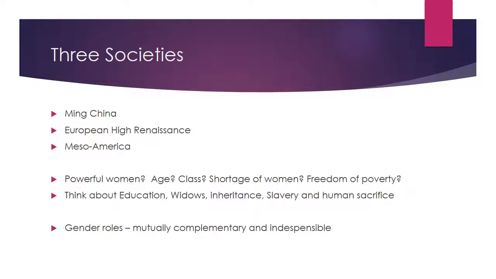The three societies that you're going to look at at the end of the chapter, as I've mentioned, are Ming China, Europe during the High Renaissance, and Mesoamerica. And I want you to keep in mind some questions like, who are powerful women in these societies? Are they identified by age or by class? Does a shortage of women improve the position of women? Does poverty offer some women freedom that wealth does not?